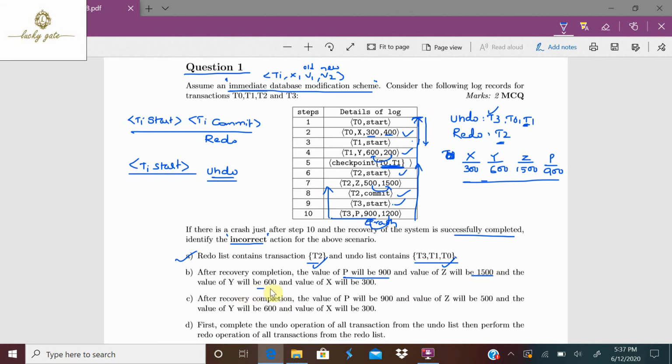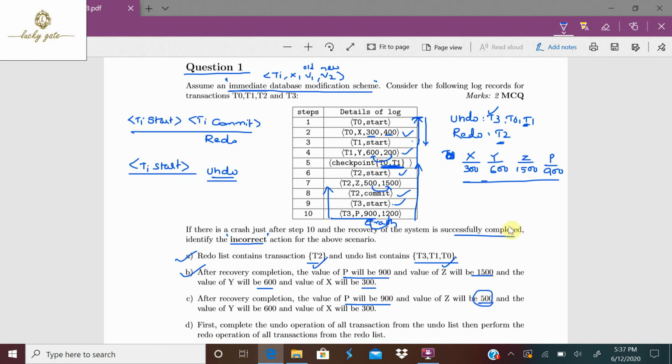And the value of Y will be 600 and X will be 300. So this is matching with the state of the system. It is also correct. Option C, after recovery completion, the value of P will be 900. This is correct. Value of Z will be 500.